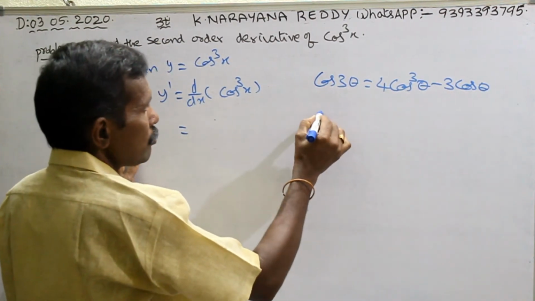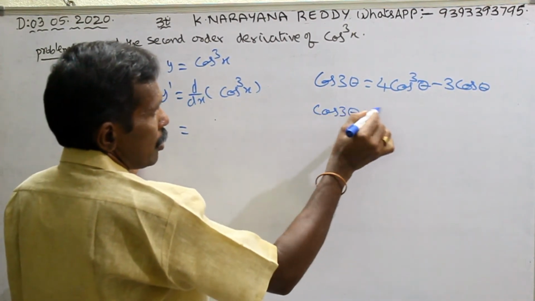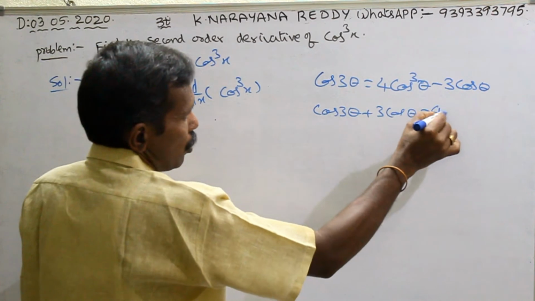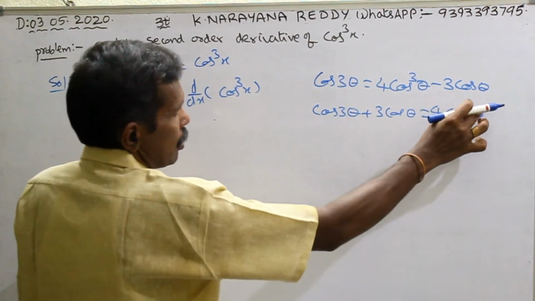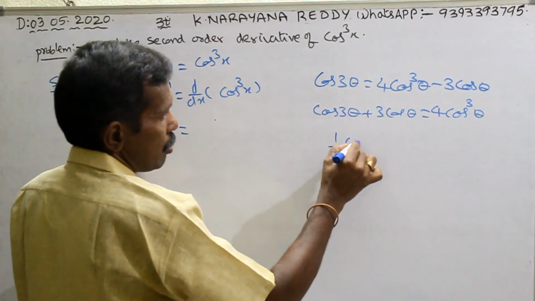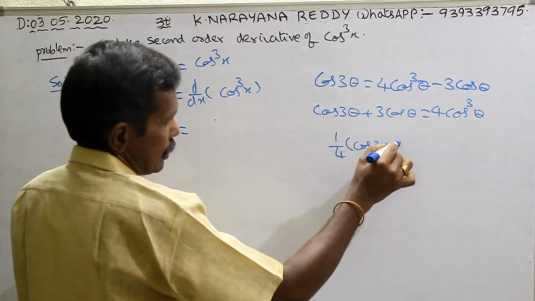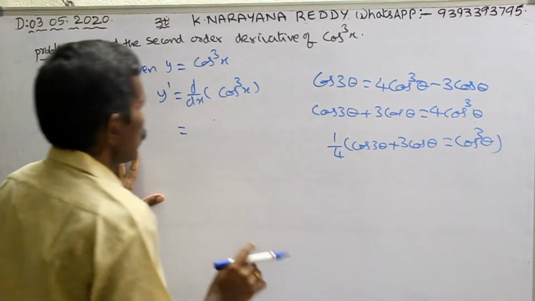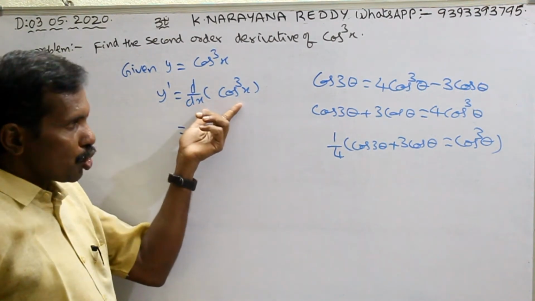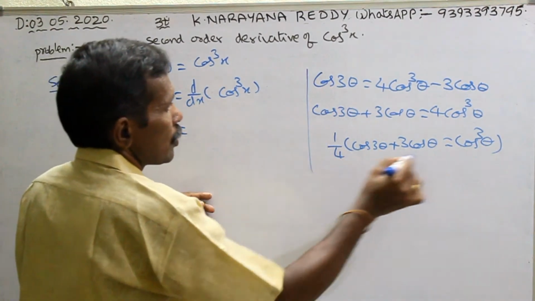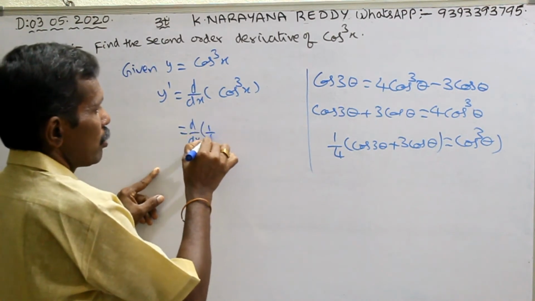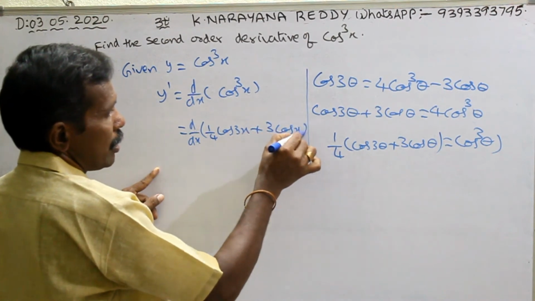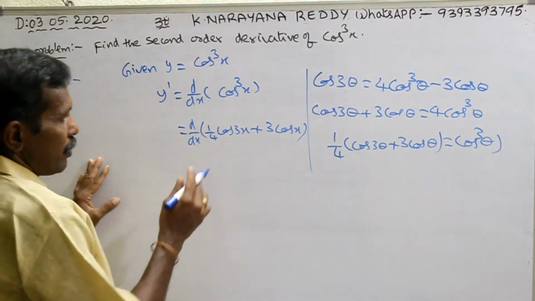Now, cos 3 theta plus 3 cos theta equals 4 cos cube theta. In this sense, 1 by 4 into (cos 3 theta plus 3 cos theta) equals cos cube theta. So I write in the place of cos cube x as this. d/dx of 1 by 4 (cos 3x plus 3 cos x). Please remember this formula. Now differentiate this.